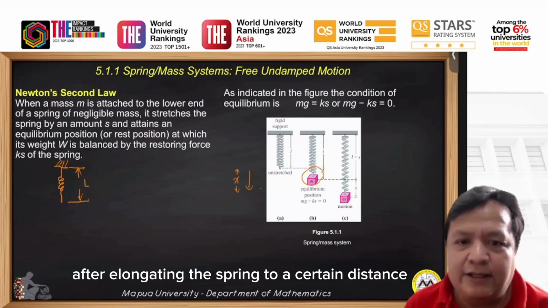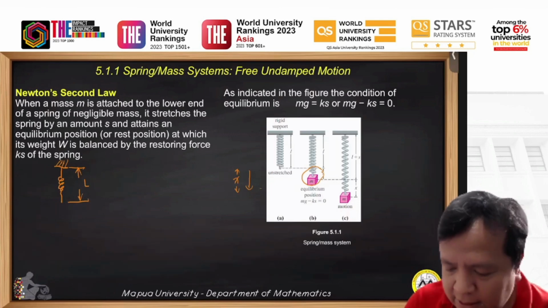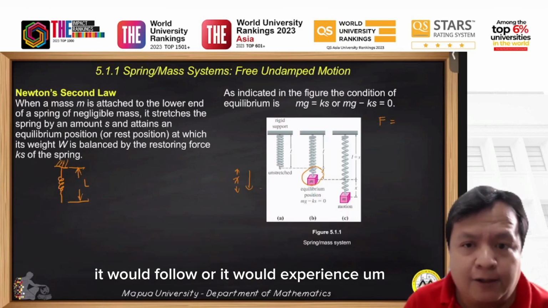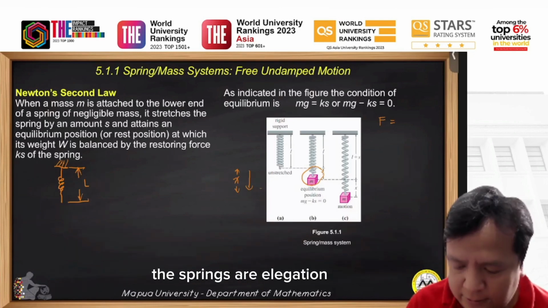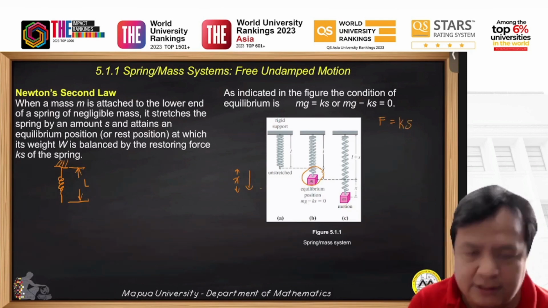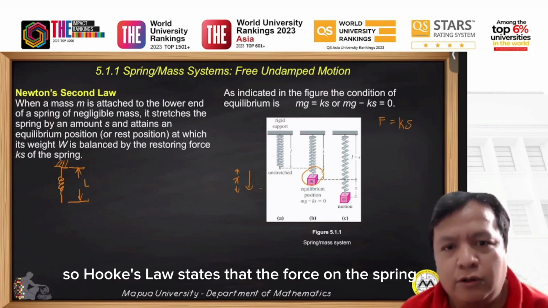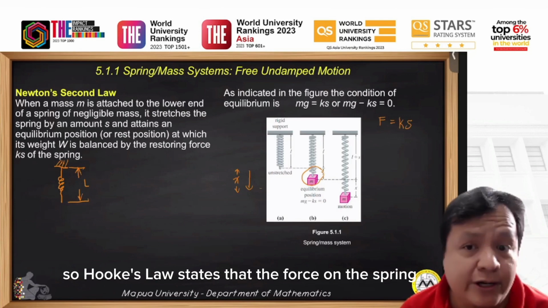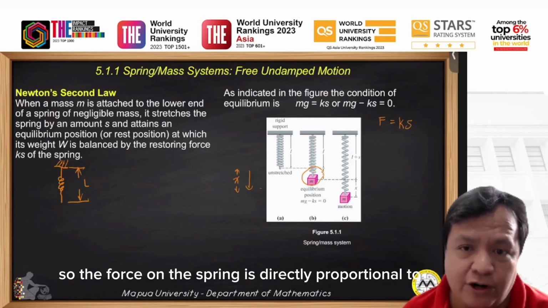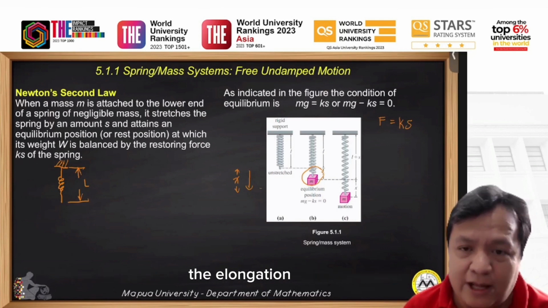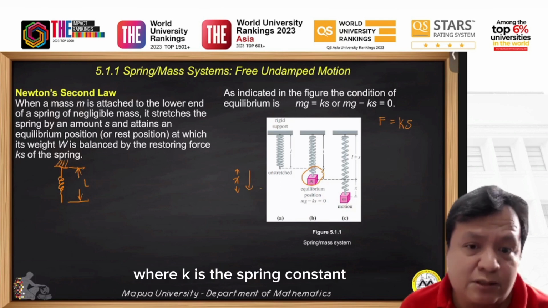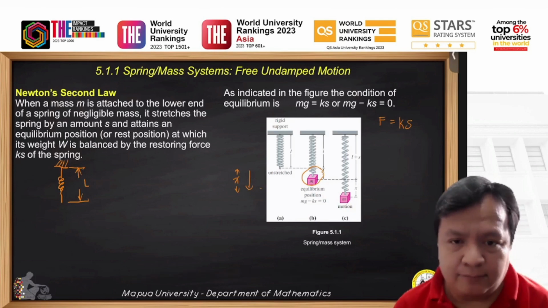After elongating the spring to a certain distance, it would experience the restoring force, which would be equal to k times s. So Hooke's law states that the force on the spring is directly proportional to the elongation of the spring. Hence, F is equal to ks, where k is the spring constant.